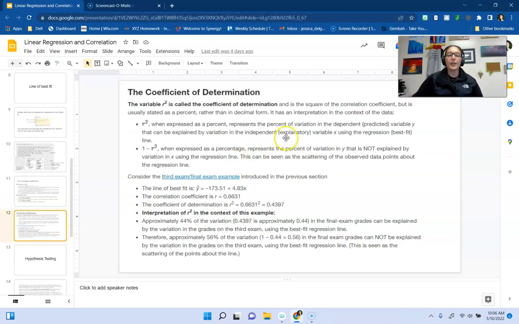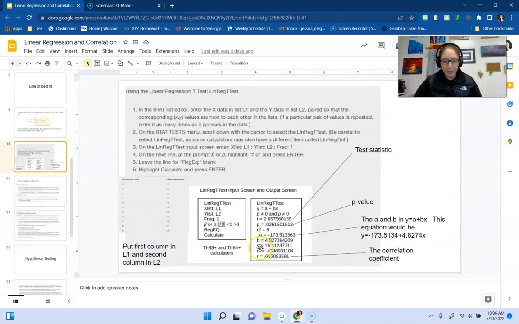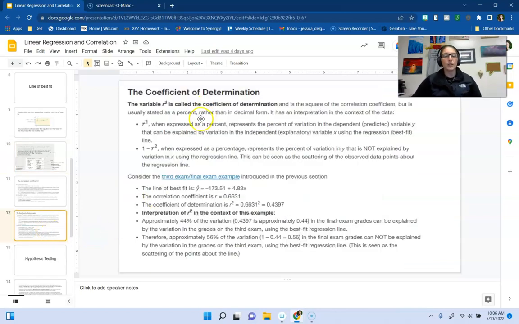Okay? And then there's the coefficient of determination. We're not going to use this so much, but it is important to know. So on your screen, we also saw the R squared. That's right here. It's expressed as a percent, and it's the percent of variation in the dependent variable y that can be explained by variation in the independent variable x.